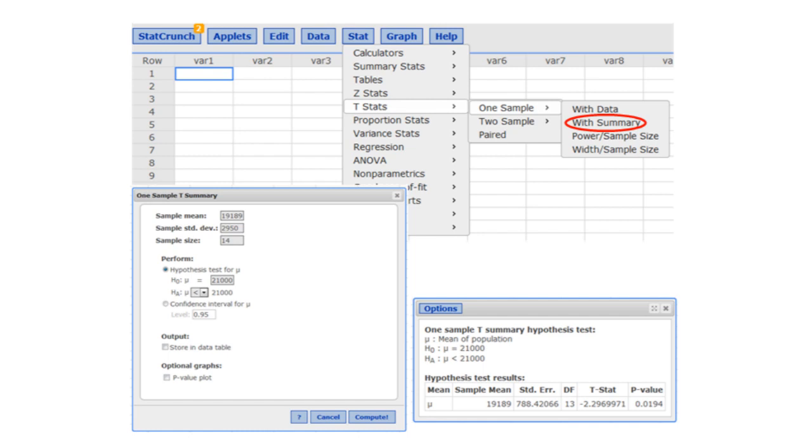All right, this page just shows you how I used it. So I went into t-stat, one sample with summary. I put in all my information. I put my hypothesis test in, hit compute, and it gave me my p-value, and I was able to compare that p-value with alpha.